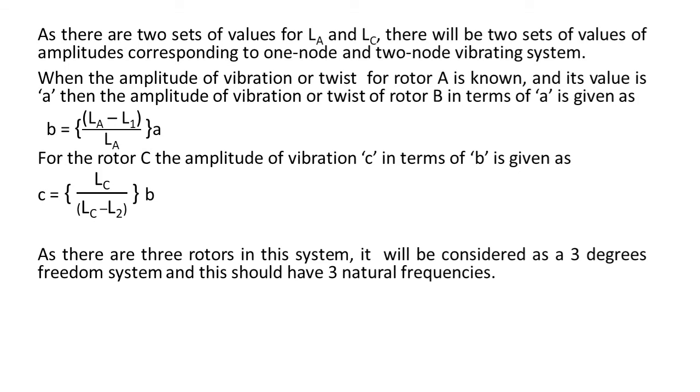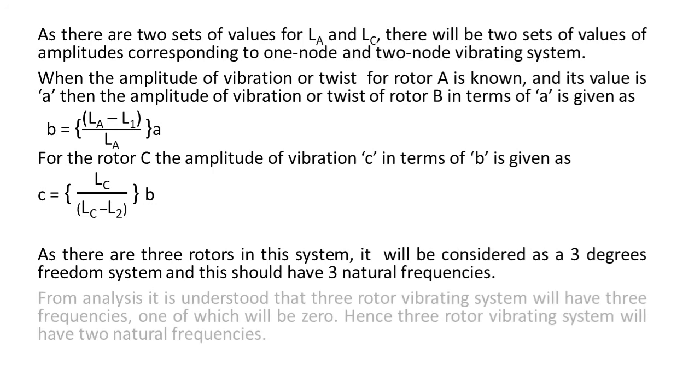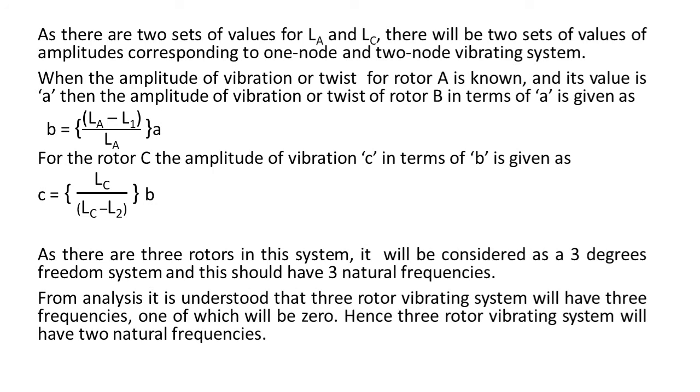As there are three rotors in this system, it will be considered as a 3 degrees of freedom system, and this should have 3 natural frequencies. From analysis, it is understood that 3 rotor vibrating system will have 3 frequencies, one of which will be 0. Hence, 3 rotor vibrating system will have 2 natural frequencies.